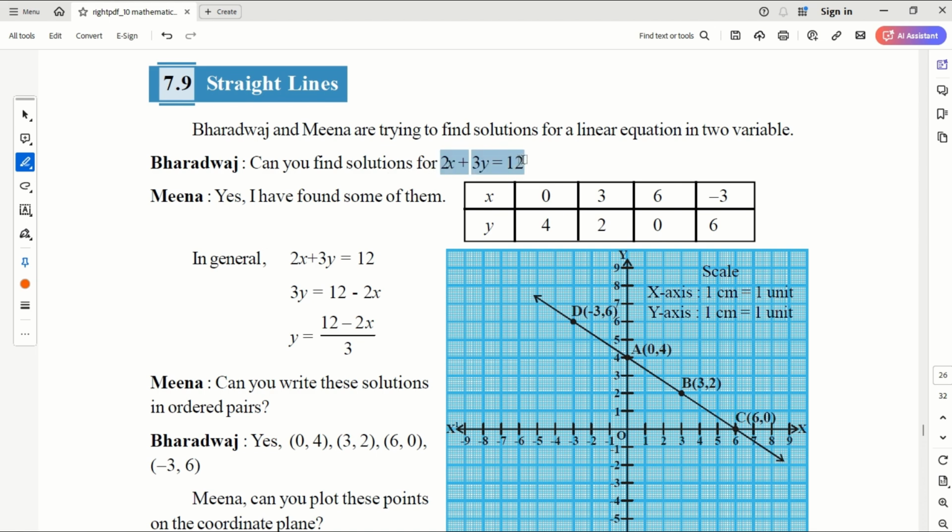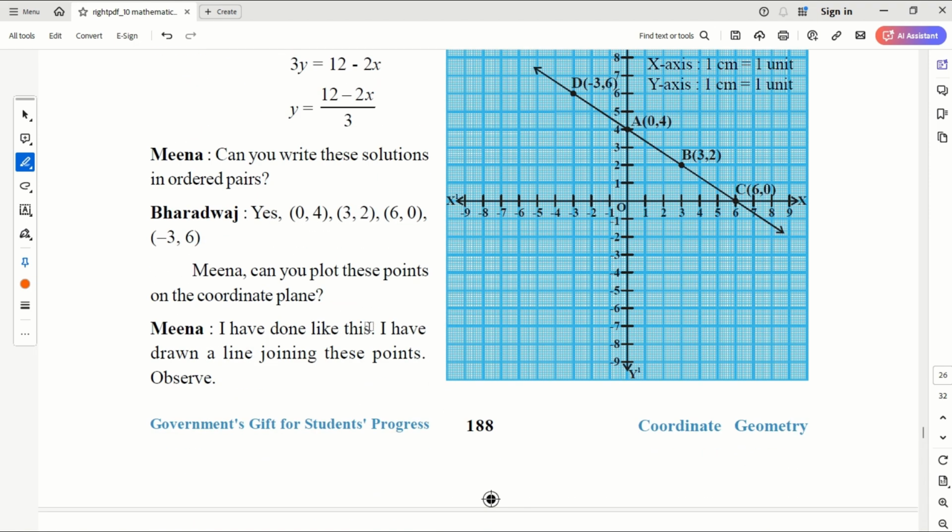Let's say this is the equation of a straight line, 2x plus 3y equal to 0. How do you plot it on the graph? First, take some value for x. If you make x equal to 0, y is equal to 4. Similarly, x equal to 3, y is 3, and so on. You need minimum 2 points to plot a line graph, right? Here he has taken 4 points, and you put those points on the graph paper in this order. You can see A, B, C, and D. If you draw the line, you can see it's a straight line.